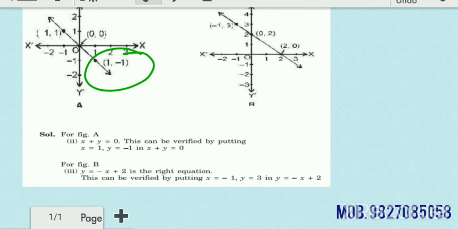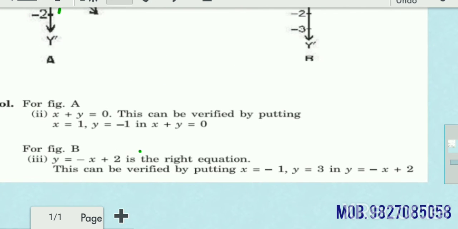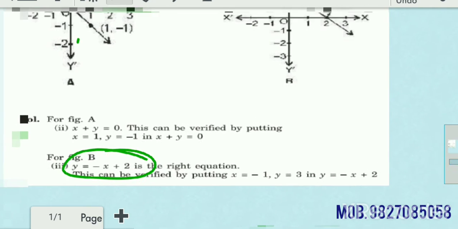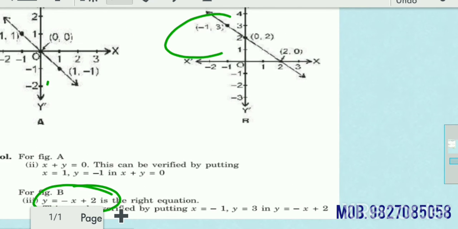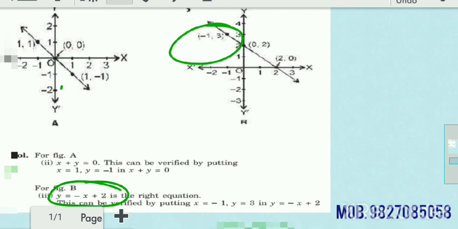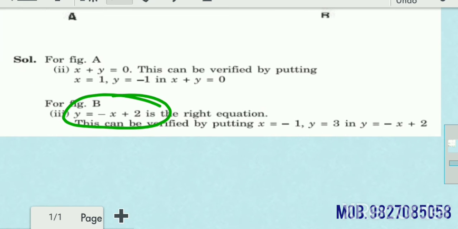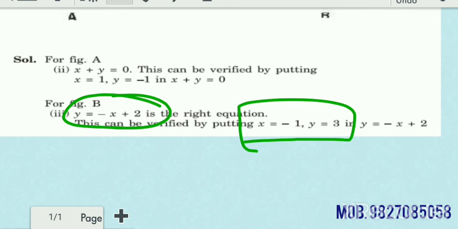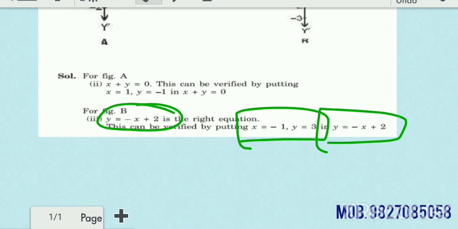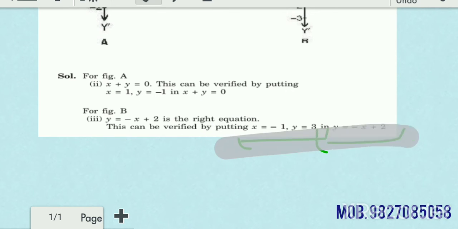And same here for figure B, we have the equation y is equal to minus x plus 2. Now put the point (minus 1, 3). The value of x is minus 1 and the value of y is 3. Now put these in this equation, so we easily get the equation satisfied. So in this figure B, equation third is verified.